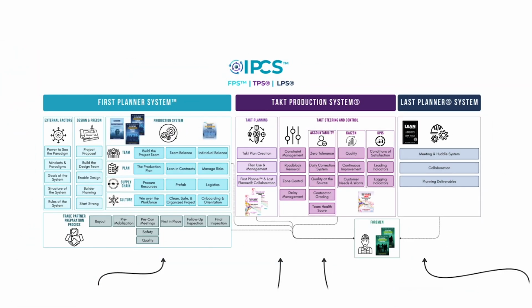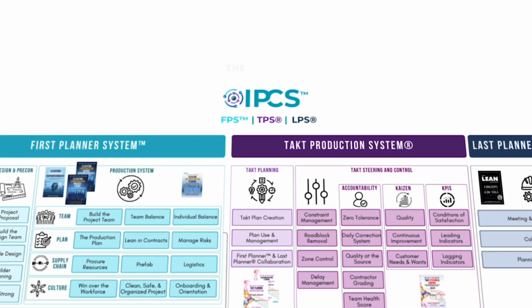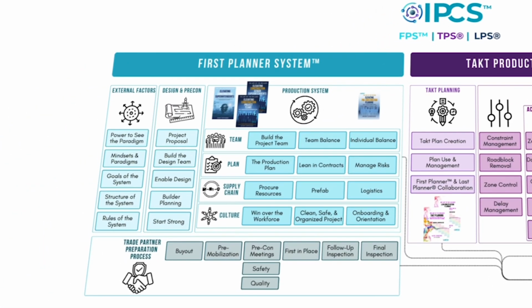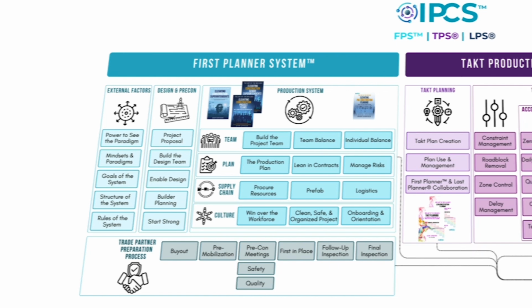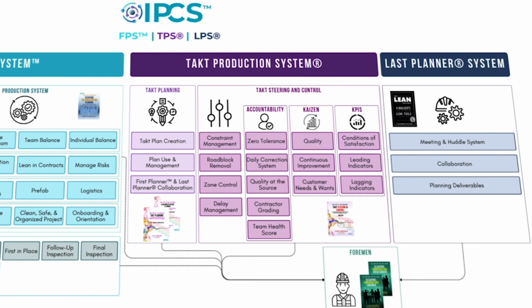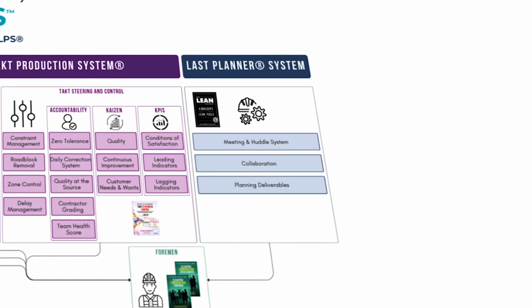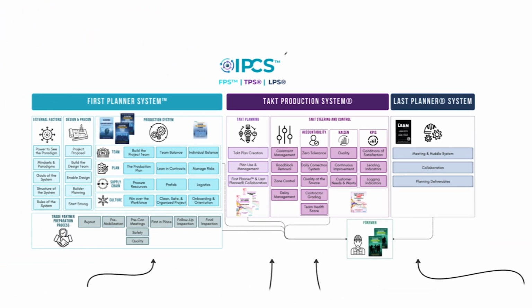And we at Elevate and Lean Takt believe in what's called the integrated production control system. That's where you have the first planner system that really plans the project, the Takt Production System, which sets the rhythm and helps you to recover from delays, and then the last planner system, which everybody knows about, which involves the trade foreman. And so let me go through these one by one.